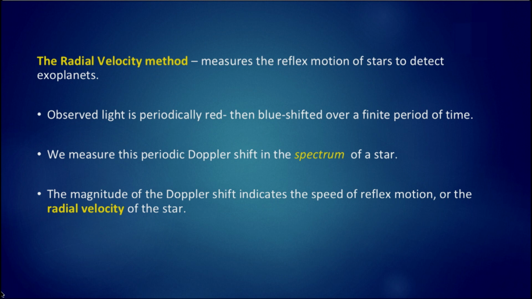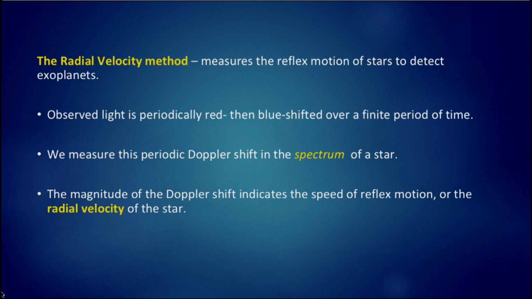The data can be added together because the orbit repeats, and so the data can be gathered red and then blue shift, red and then blue shift over many orbits. And that also allows us to push the precision of the technique and detect lower and lower mass planets.